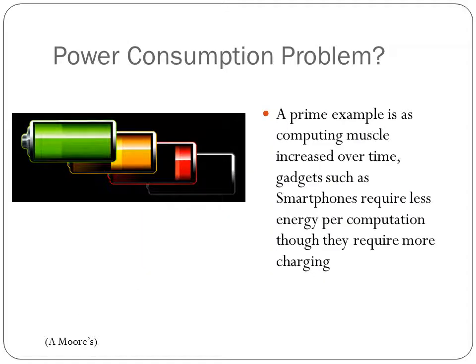Another question to be raised: is power consumption a problem? A prime example is as computing muscle increases over time, gadgets such as smartphones require less energy per computation, although they require more charging. Elaborating on this, the doubling of computing power every 18 months has made it possible for most organizations and corporations to use information systems for their core production processes.